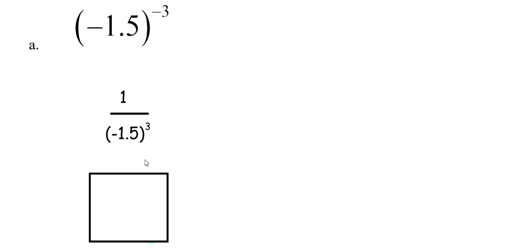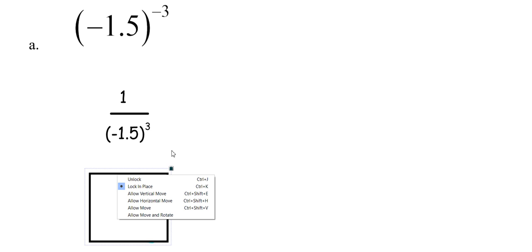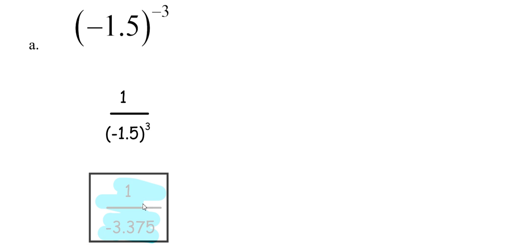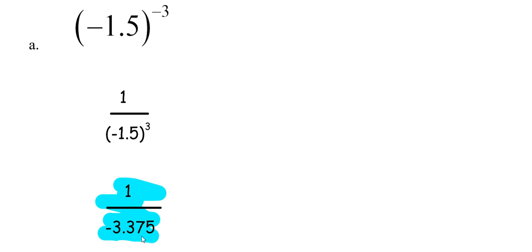So I'm taking the cube of negative 1.5, and I'm going to get negative 3.375. So 1 over negative 3.375. Do not confuse a negative coefficient with a negative exponent. Only negative exponents can be given a reciprocal that will make them equal to each other.